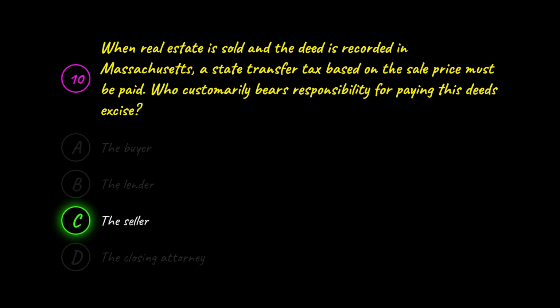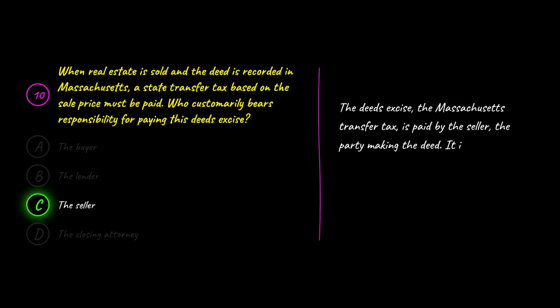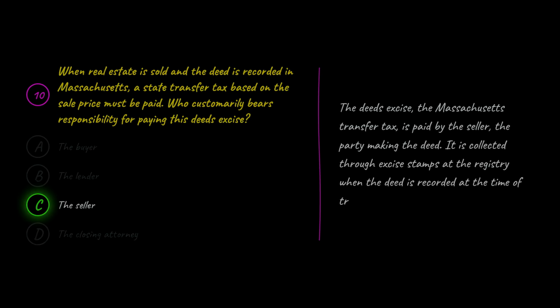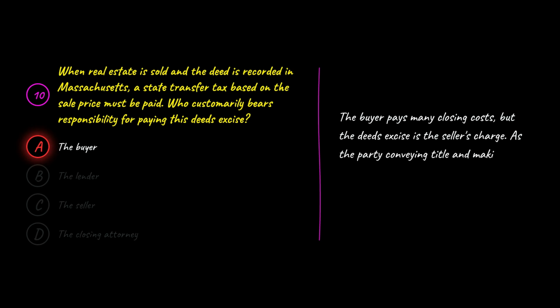The correct answer is C. The seller. C is correct because the deed's excise, the Massachusetts transfer tax, is paid by the seller, the party making the deed. It is collected through excise stamps at the registry when the deed is recorded at the time of transfer. A is wrong because the buyer pays many closing costs, but the deed's excise is the seller's charge. As the party conveying title and making the deed, the seller is responsible for the transfer tax rather than the buyer.